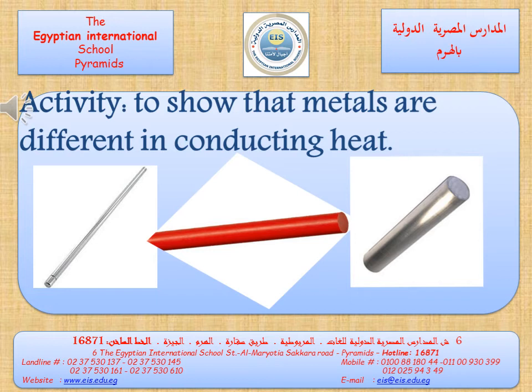Why don't we feel the heat at the same moment? That means that all metals are good conductors of heat, but are different in conducting heat. Some take more time to conduct heat than others. From our activity, we conclude that copper conducts heat faster than aluminium, and aluminium conducts heat faster than iron. So, metals are all good conductors of heat, but are different in conducting heat. Some metals conduct heat faster than others.